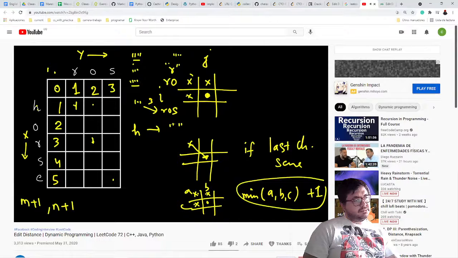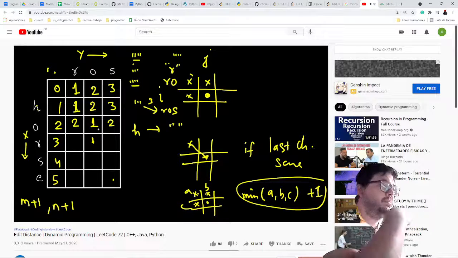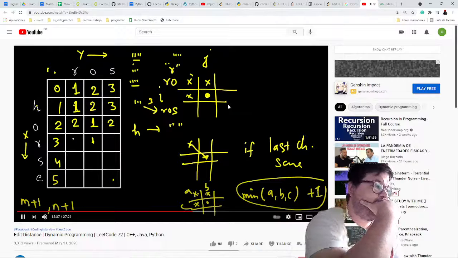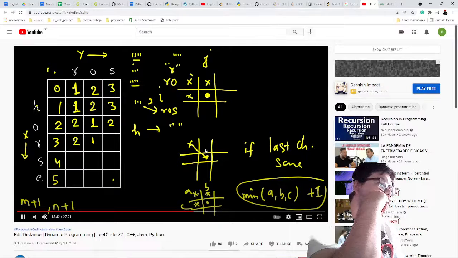And here H and O are different. So minimum of these 3 plus 1. So it's 1. 1 plus 1, 2. Again not equal, H and S. So minimum 2 plus 1, 3. Now again not equal. So 1 plus 1, 2. Equal. So simply put this one, which is 1. Not equal. So 2, 1 plus 1. They are equal. So we will simply put this value.